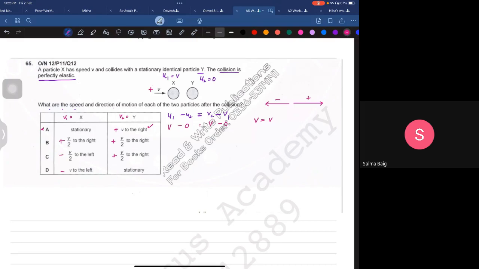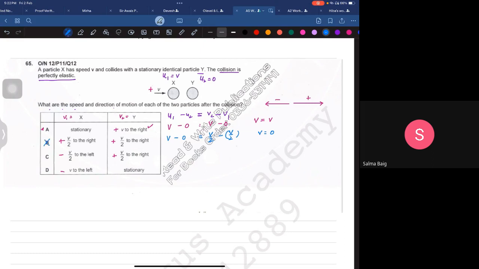So let's check the other ones. Now we go to the next. We'll see that this is V minus zero equals V2 to the right, minus V2 to the left. So what you get, V equals zero. So obviously it shows that it is inelastic, which means this is wrong.